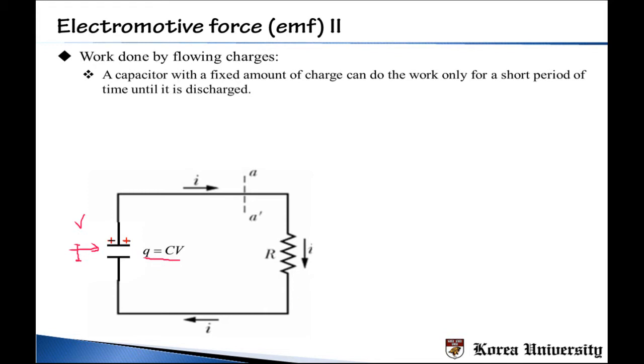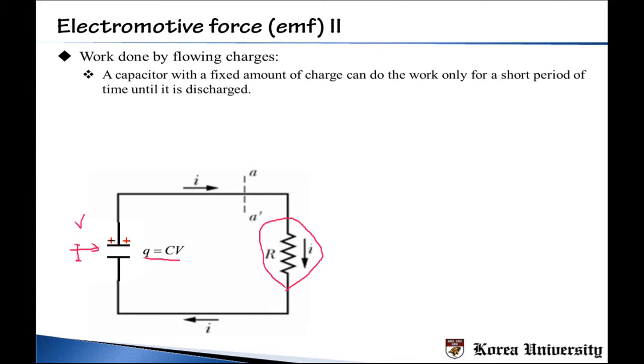Okay, and then this resistor does not necessarily mean a real resistor, but it actually implies any electric machine or electric appliance. So when the charges are going through this electric appliance, it will do some kind of work. But how much work can it do? It will do the work only as much as the amount of charge originally stored in the capacitor, right?